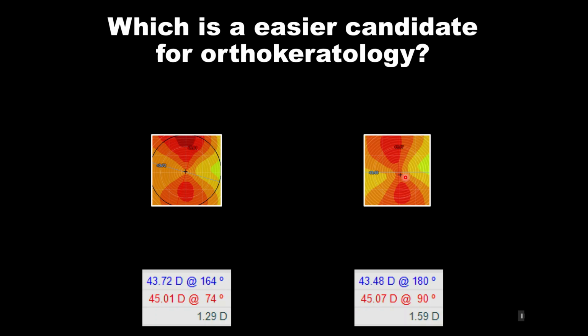Now, one of the first concepts that we want to understand is which are our patients that are ideal candidates for ortho-K, which are our patients that are going to be more challenging. When do we need a symmetric lens? When do we need a toric?